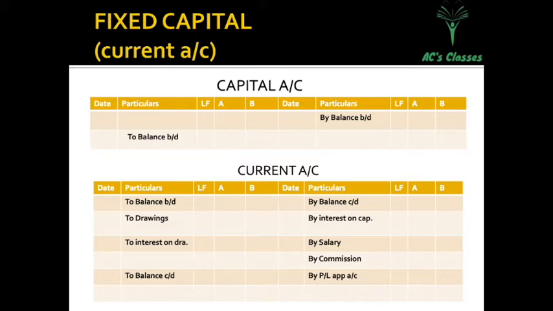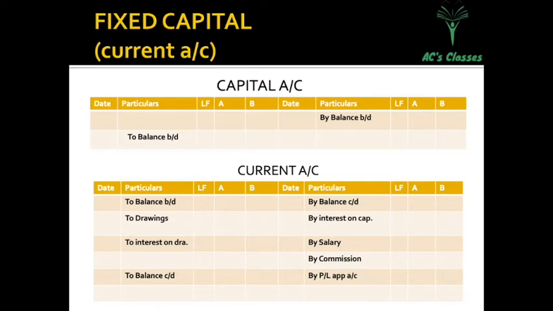Another account which is prepared when the capital is fixed is called the current account. The current account may or may not have a balance. It may have a debit balance or a credit balance. That is the reason why I have shown you the current account with by balance brought down and to balance brought down. Please don't get confused. It will either be a credit balance or a debit balance. It cannot be both. That means A and B both can have credit balances, A and B both can have debit balances, A can have only a credit balance, B can have a credit balance, and so on and so forth.